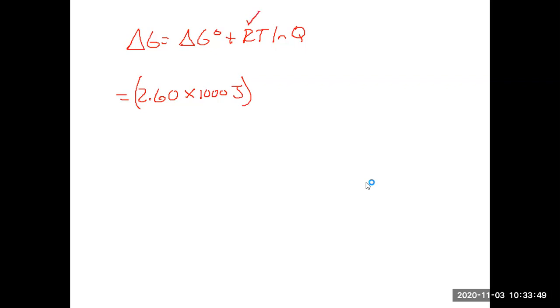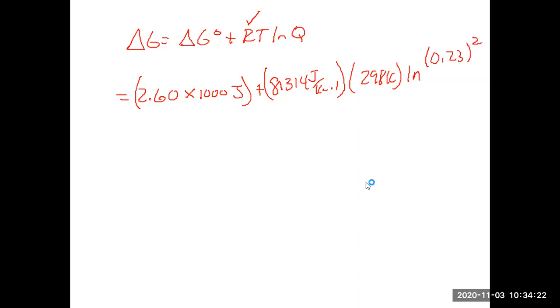So again, if you don't do that conversion of one of them, either convert R to kilojoules or convert G to joules, you are going to be off by that factor of 1,000. So you want to make sure you watch that there. We're going to do 8.314 joules, which is our R. We're going to do our temperature, which is our 298. We're going to go natural log. Again, products over reactants. So that would get us 0.23.